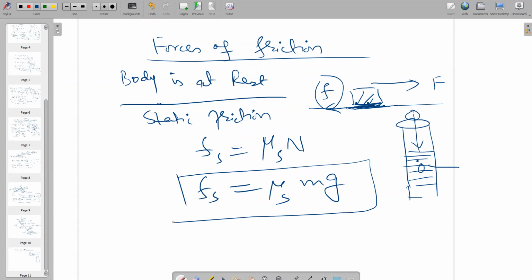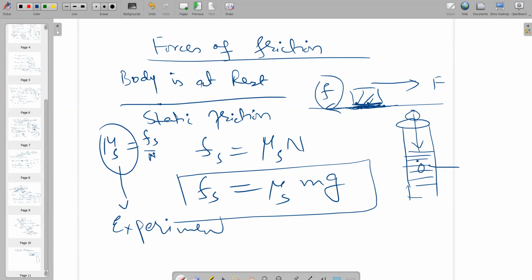This is a formula. Here, what is mu_s? You can see that it is F_s over N. So mu_s is actually the coefficient of friction between the two surfaces, and we can find it experimentally. Its value is almost 0.879, or maximum 1 maybe. This is called static friction.